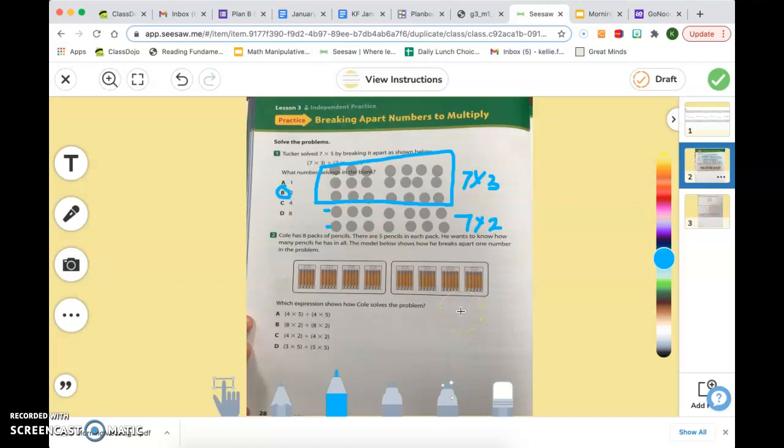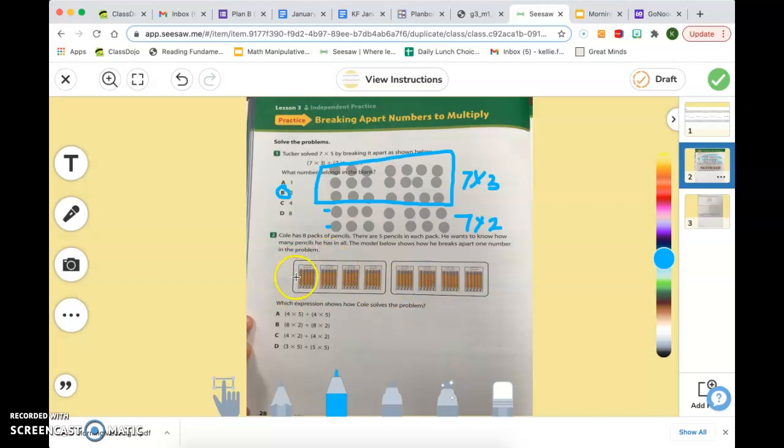Okay, number 2. Cole has 8 packs of pencils. There are 5 pencils in each pack. 1, 2, 3, 4, 5. Here's his packs. There's 5 in each pack. He wants to know how many pencils he has in all. The model below shows how he breaks apart one number in the problem.